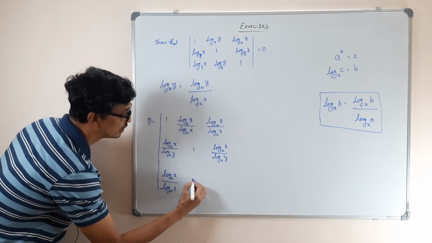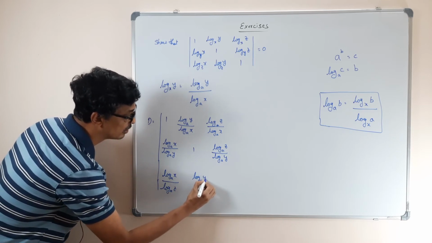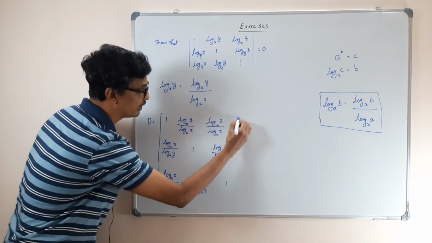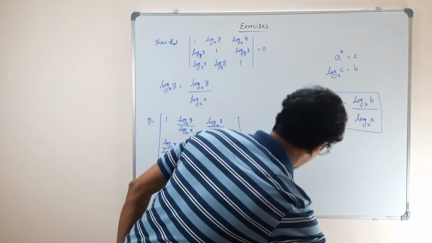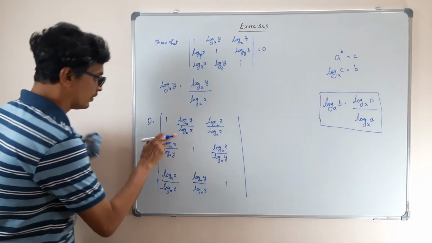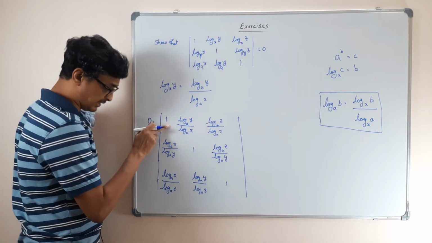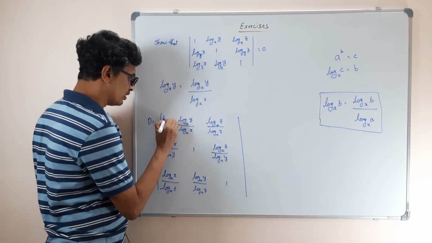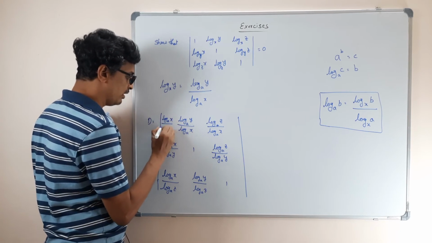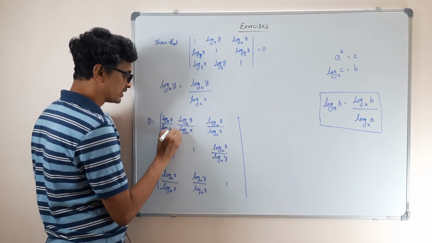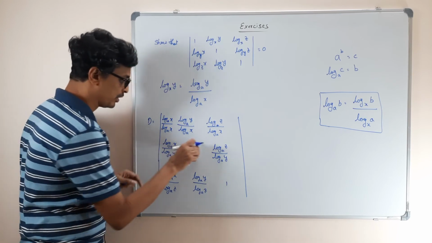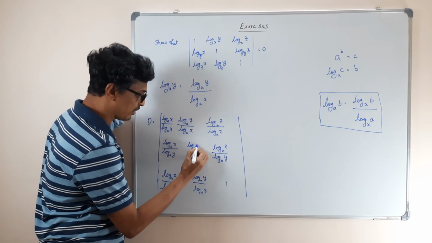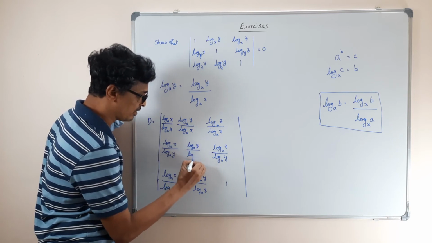And what about this? Log base a of y divided by log base a of z. And this is 1, right? So now I am going to replace this 1 with log base a of x divided by log base a of x, correct? They have the same number. So here also, this will be log base a of y divided by log base a of y.